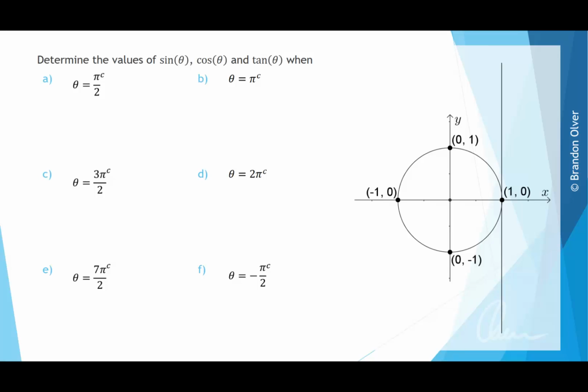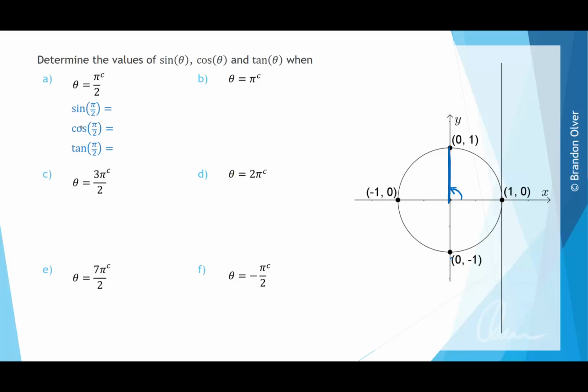Determine the values of sine theta, cosine theta, and tangent theta when... So for part A, we're going to consider when theta is equal to pi on 2 radians. So we're going to find sine of pi on 2, cosine of pi on 2, and tangent of pi on 2. So pi on 2 radians is the same as 90 degrees, so it's this angle that's created here.